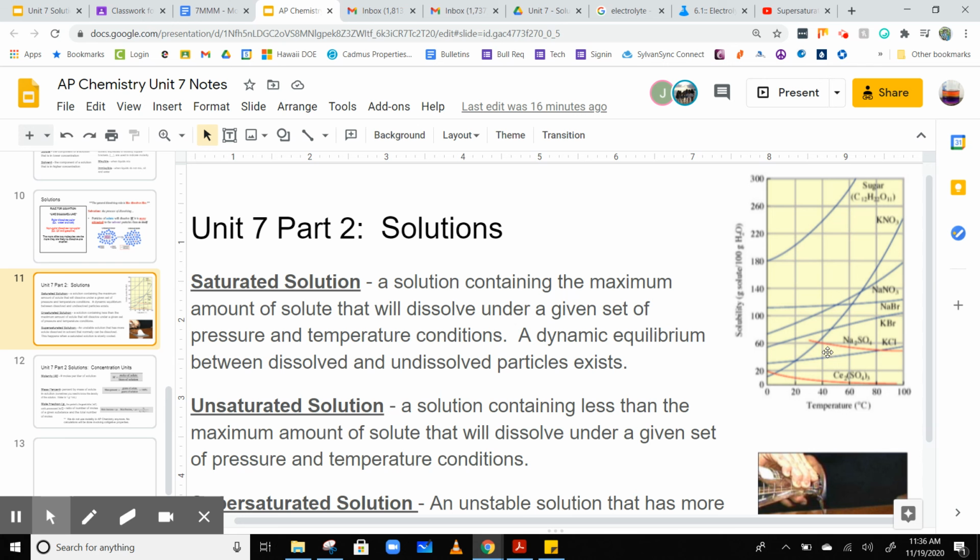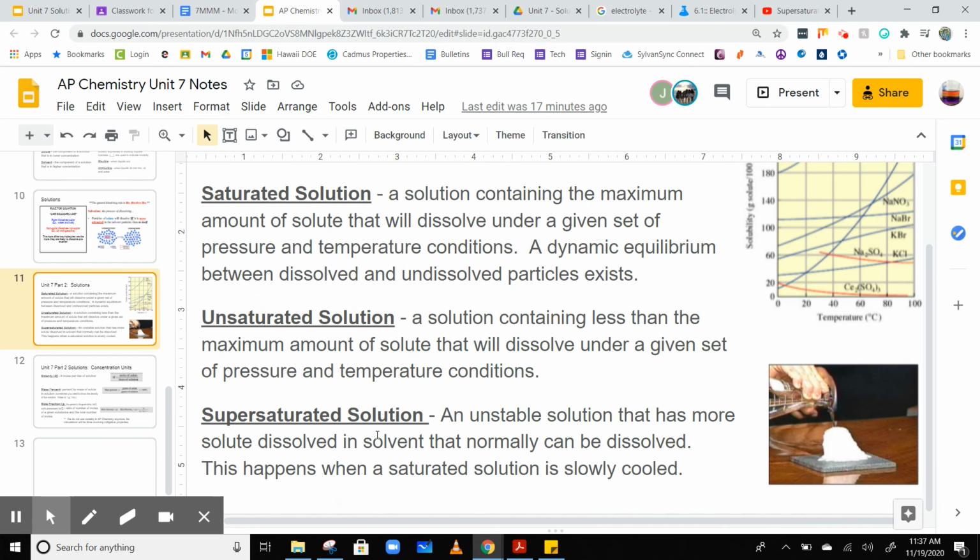There are a few substances, though, that actually decrease in solubility as you increase the temperature. So those are the ones in the red. But that's what this looks like. We're going to do some work on that another day, not today.